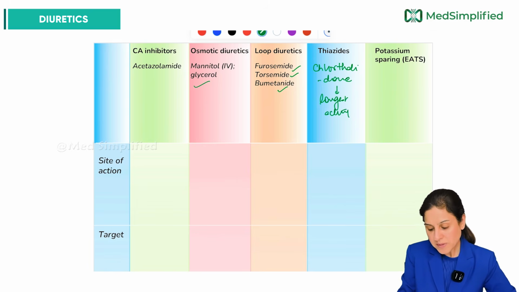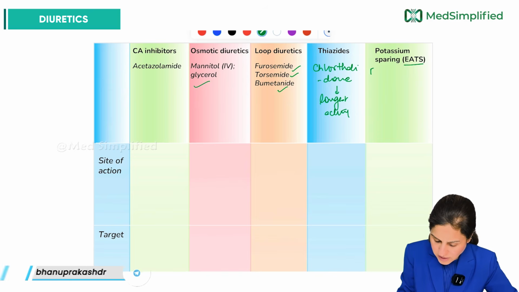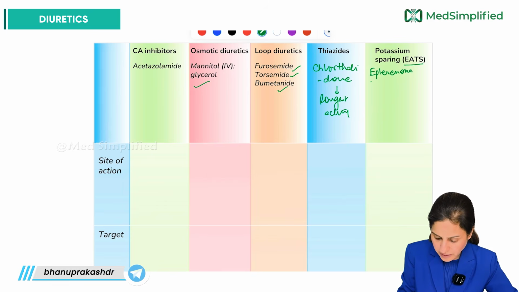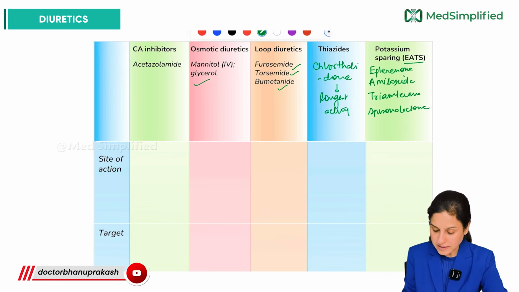Now, in the potassium sparing diuretics, remember the mnemonic EATS. E stands for eplerenone, A is amiloride, T is triamterene, and S stands for spironolactone. So, these are the potassium sparing diuretics.